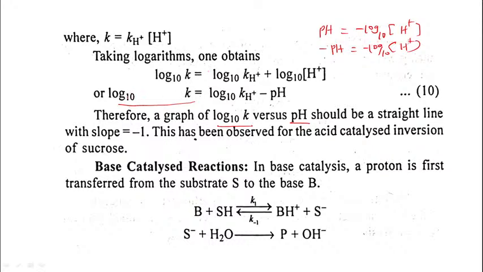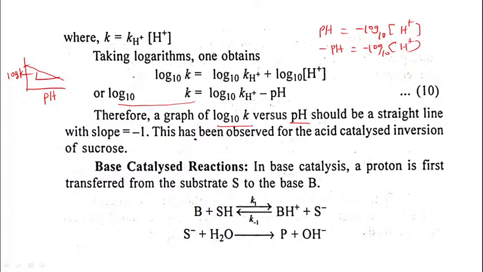When you plot this graph, log of k versus pH, the graph will be like this. In this case slope is -1, which indicates a decreasing value like this, and this is the intercept on the y-axis. This is log to the base 10 of KH, the catalytic coefficient for the hydrogen ion. Okay, so try to understand this.